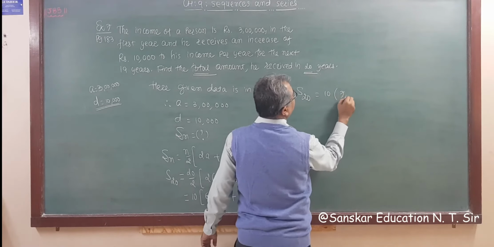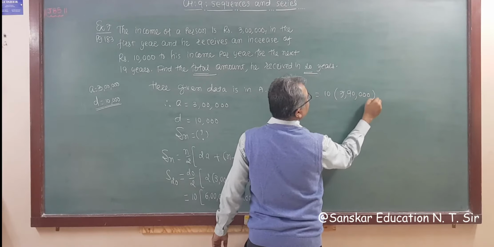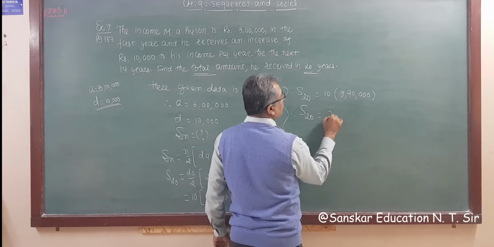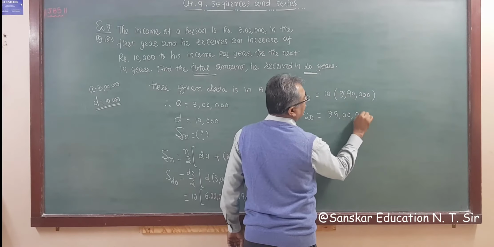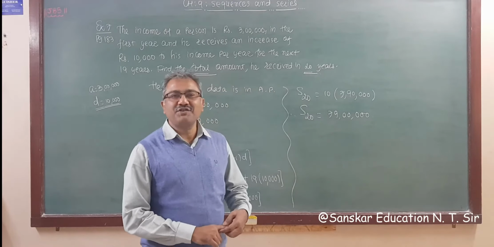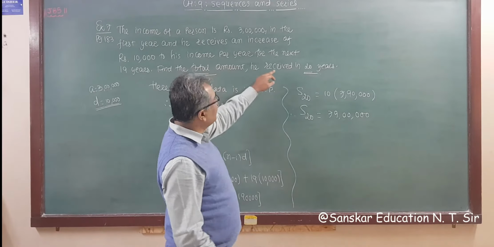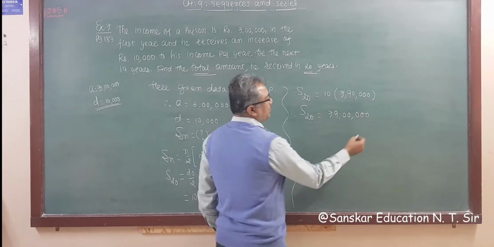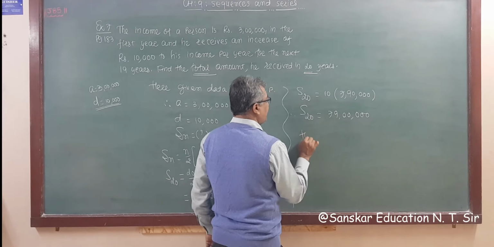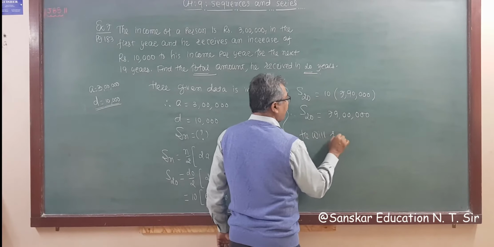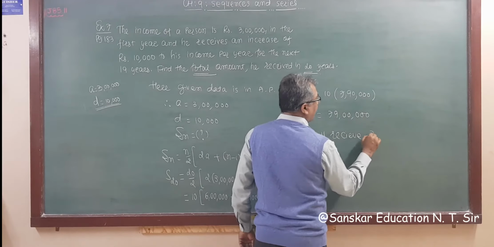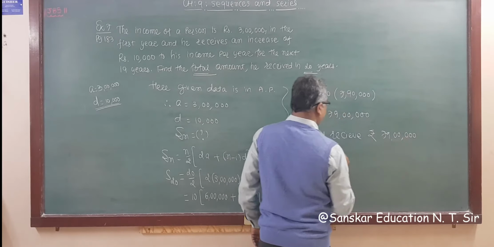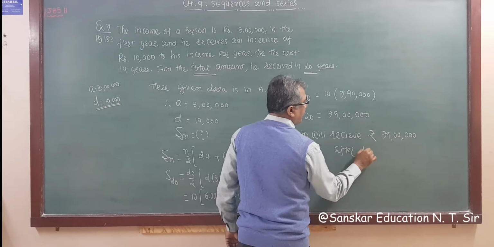So S20 is equal to 10 into 7 lakh 90,000 rupees. So multiply by 10. What do we get? S20 is equal to 79 lakh rupees. So after 20 years he will receive rupees 79 lakh.